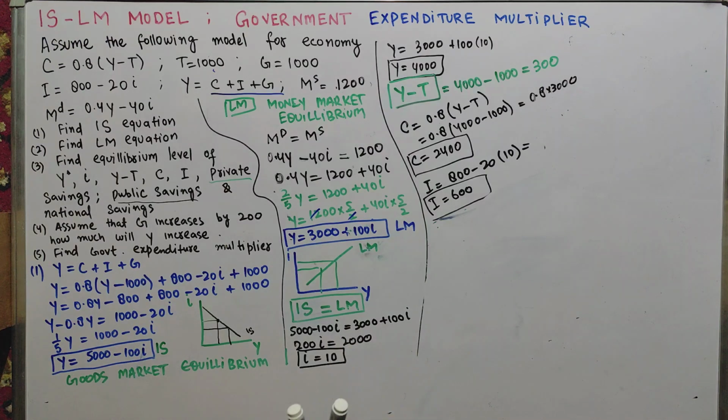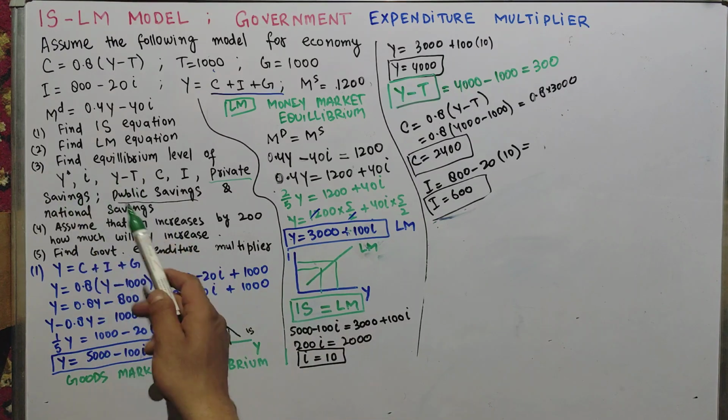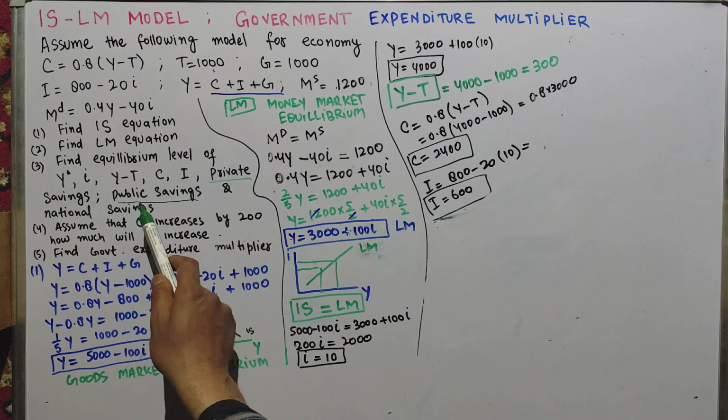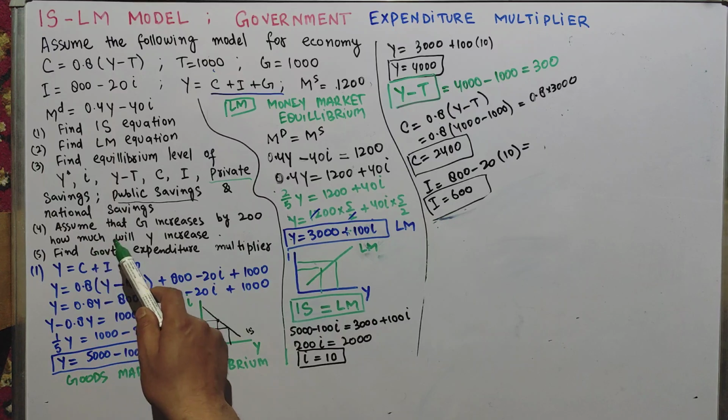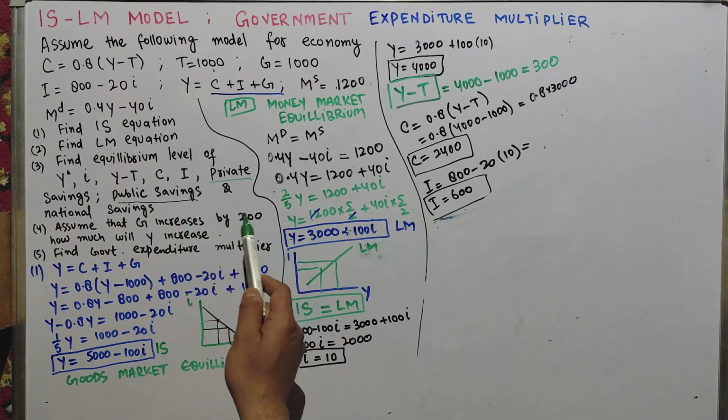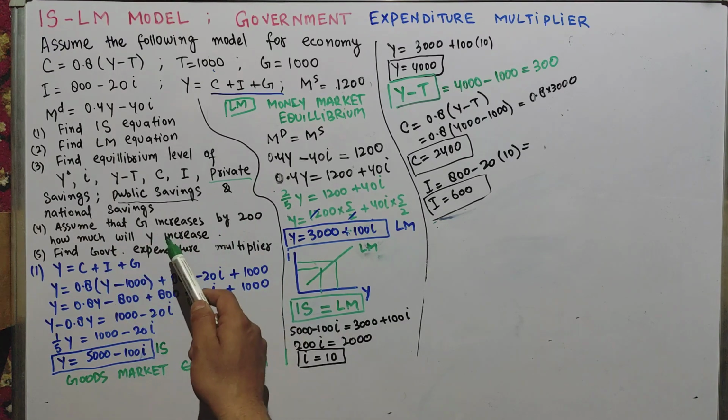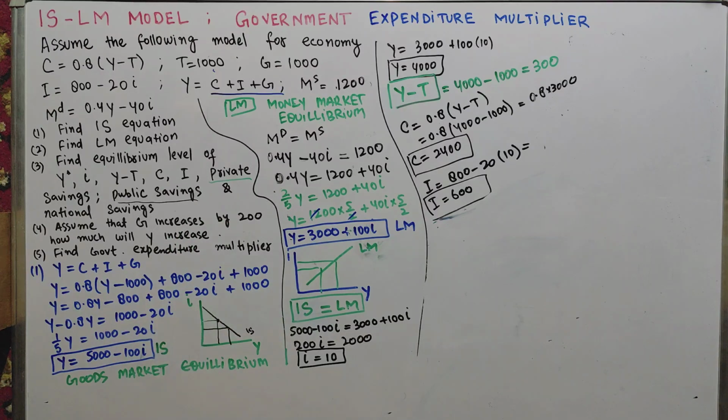Let us continue our discussion on the national income model, the question that we left incomplete in the earlier videos. In this video, we have to calculate the private savings, public savings, and national savings. Also, assume that the government expenditure increases by 200, how much will the national income increase? And we also have to calculate the government expenditure multiplier. We have solved this in the earlier video. You can check out how I arrived at these values.